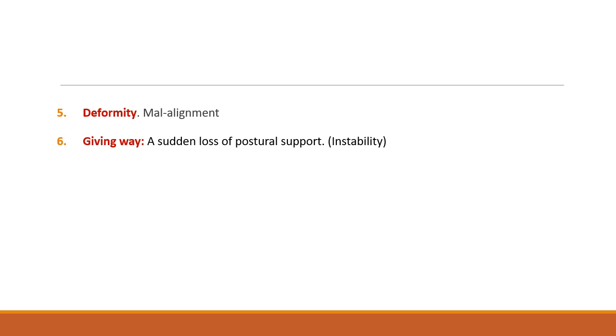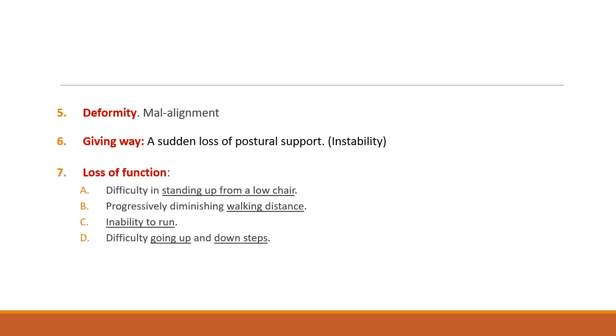Other symptoms related to knee disorders include deformities or malalignment, and we will talk about it in a bit. Giving way is a sign of instability. It means a sudden loss of posture. The patient cannot maintain a certain posture related to the joint function. Or loss of function. The patient is unable to do a certain movement or a certain function of the joint. Is unable to walk, unable to stand, unable to go down stairs or upstairs.